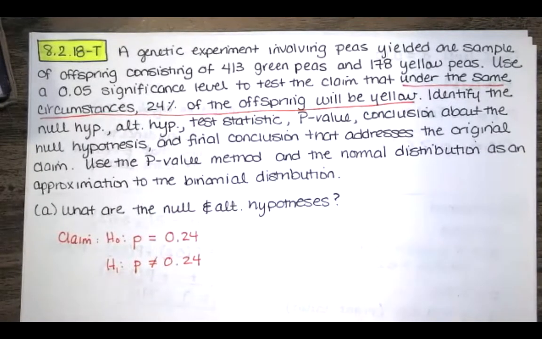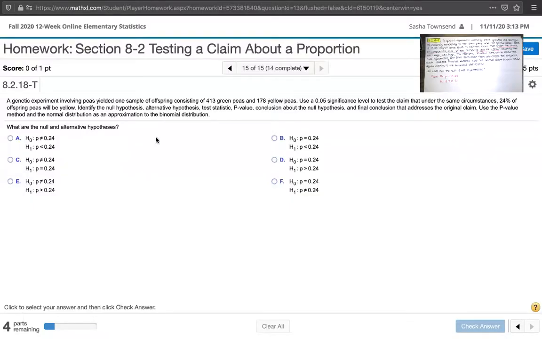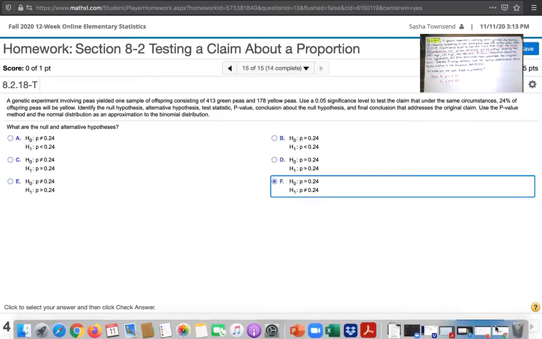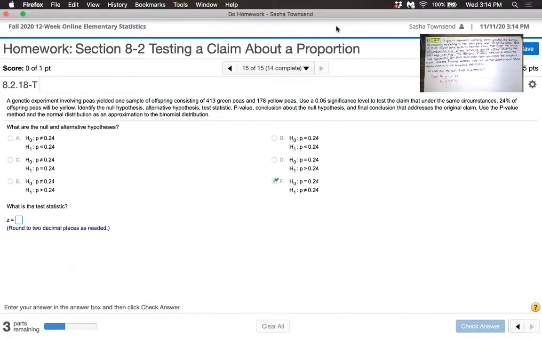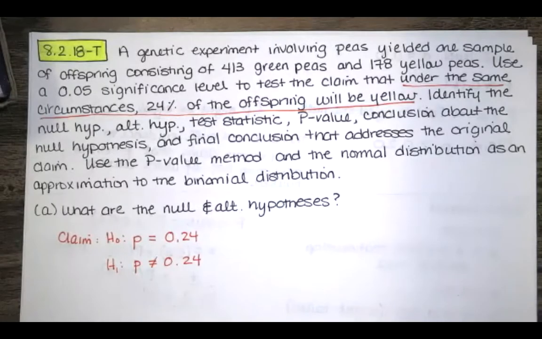So let's go to MyLab Statistics and make sure that this is what they want. Okay, so we want a null of p equals 0.24, and an alternative hypothesis of p is not equal to 0.24. So it looks like option F is the one we're looking for. Great. And now they want us to find the test statistic. I'll share my paper with you so that we can compute the test statistic now.